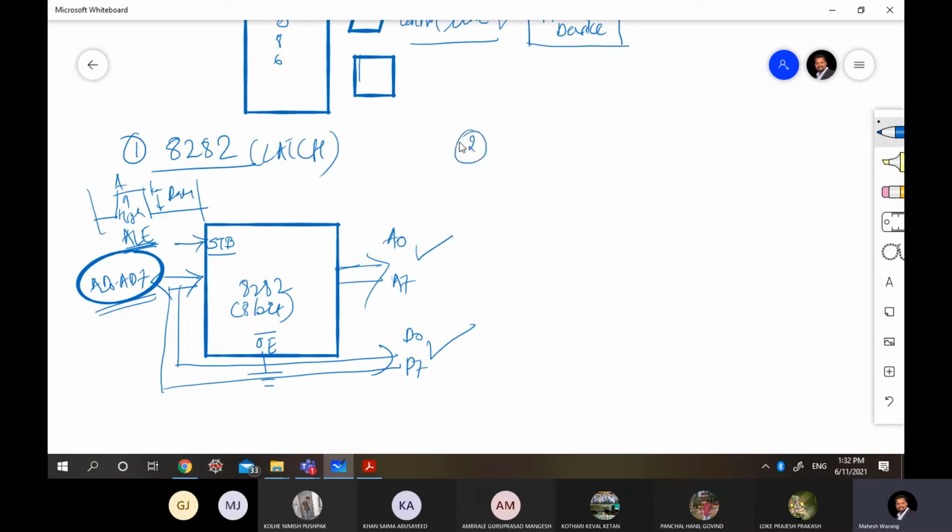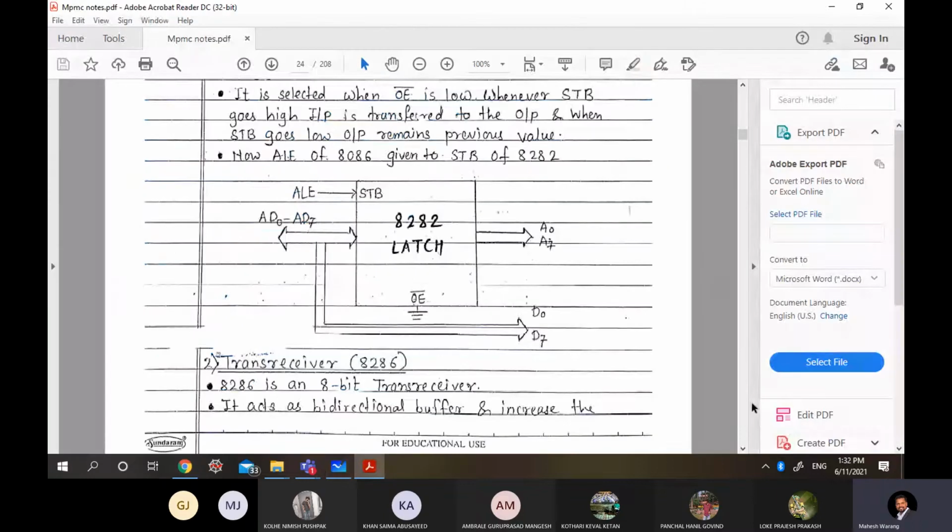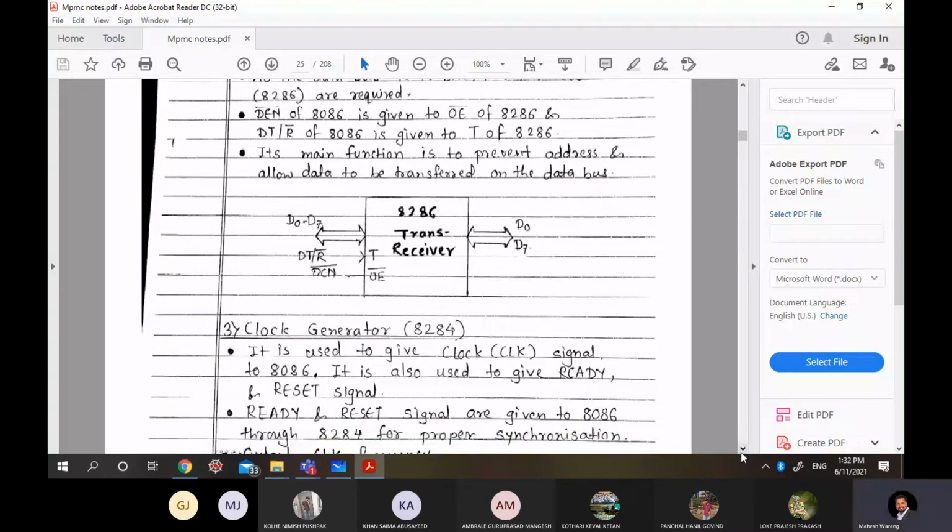Okay. The next IC which we are going to use is the 8286, which is the transceiver. Getting it? So how does the transceiver work? Let's see. So this is all regarding the 8282. We need to give the address and data lines and one signal which knows how to demultiplex. Here, whenever ALE is high, whichever lines are available at the output, next we have to just derive from there. Then the 8286 is the transceiver. Now what is the use of this transceiver? It is actually nothing much.